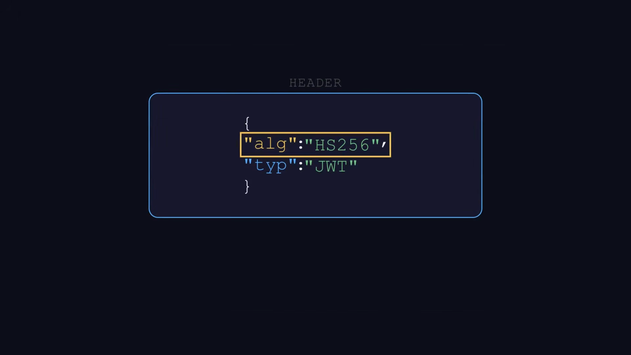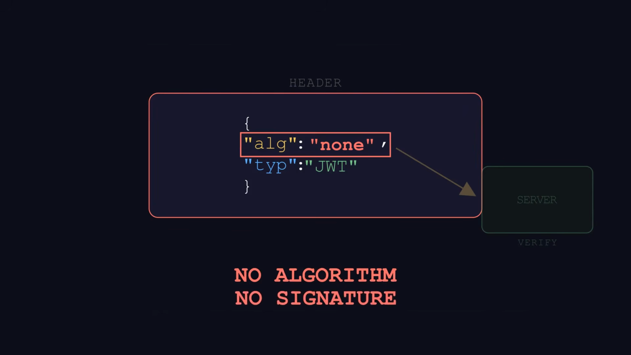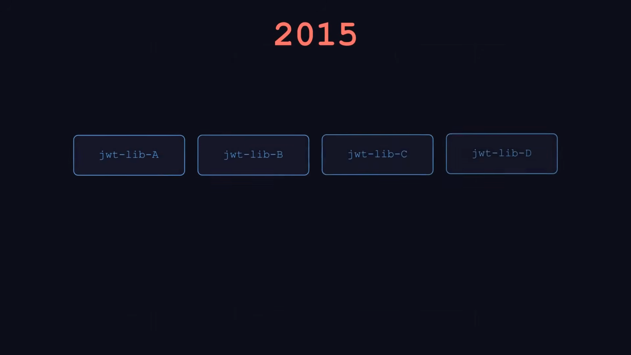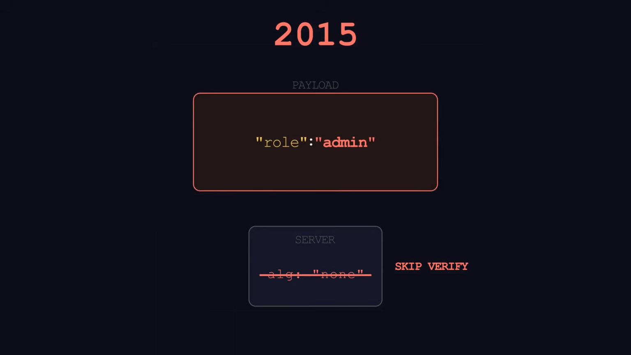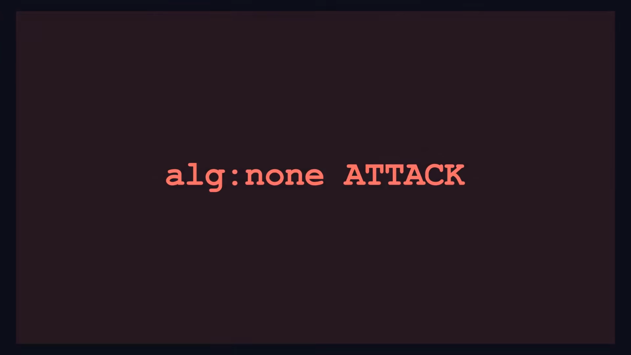Now here's where it gets dangerous. Remember the header? It has a field called alg that tells the server which algorithm to use for verification. What if an attacker changes that field to none, as in no algorithm, no signature needed? In 2015, researchers discovered that multiple JWT libraries actually honored this. The server would read alg none, skip signature verification entirely, and trust whatever was in the payload. An attacker could set their role to admin, remove the signature completely, and walk right in. This is the alg none attack.